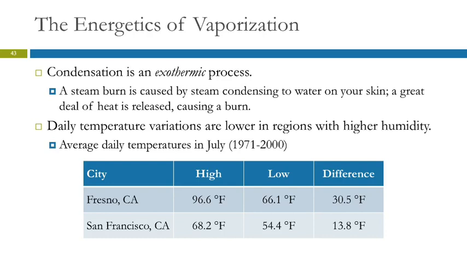Big temperature swings, right? So my husband and I lived in the San Francisco Bay Area for 3 years. And this is typical of what you'd see in San Francisco. In July, average high temperature, 68 degrees. It's cold, right? The average low, 54. Temperature difference, 13.8 degrees. The temperature does not change as much over the course of the day. Why is that? It has to do with the energetics of vaporization and condensation of water.